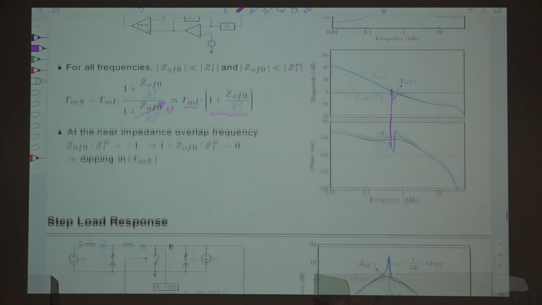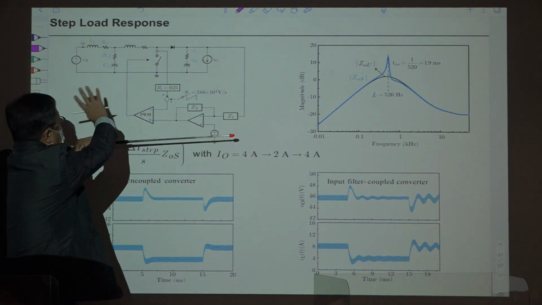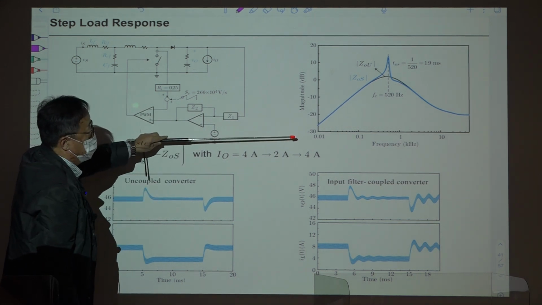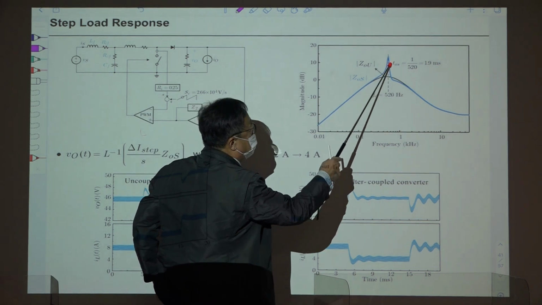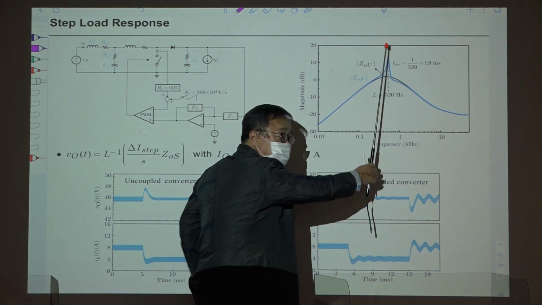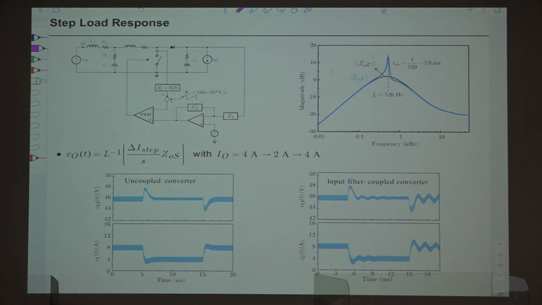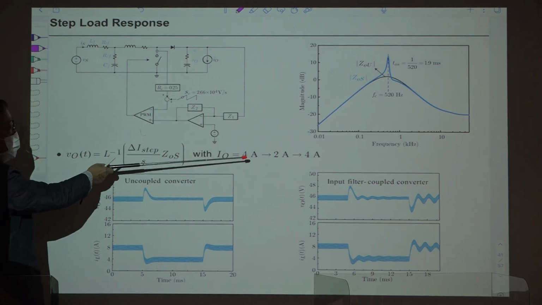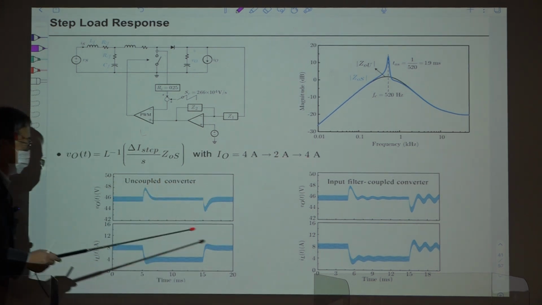Let's take a look at the step load response of this converter. This is the output impedance characteristic of the in-filter coupled boost converter with current mode control. As we went through, the output impedance of this converter has this huge peak at this frequency. This frequency is the impedance approaching frequency, right? And this is the time domain simulation of the step load response of this converter. The load current was initially 4 amp, it went down to 2 amp and went back to 4 amp. The response is shown here.